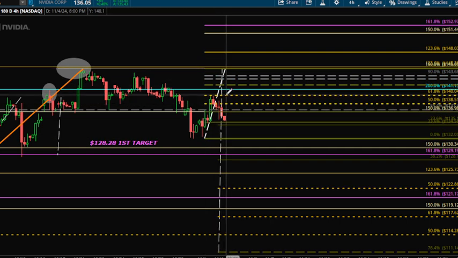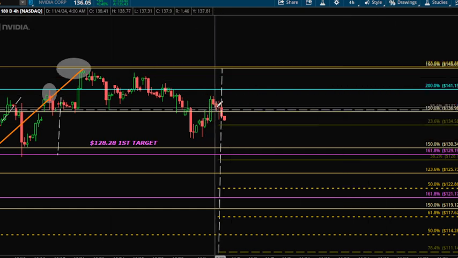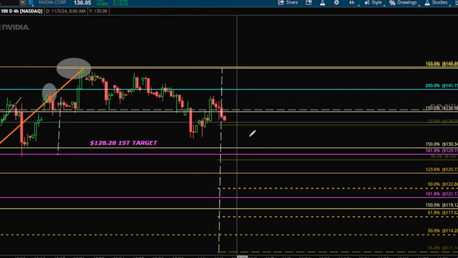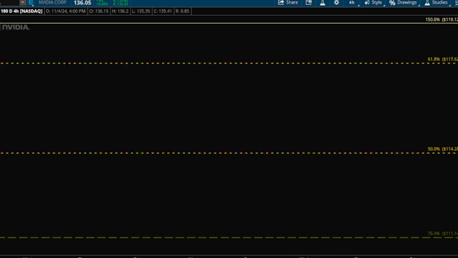61.8. Even better. Okay. So this should be a good push down, since it hit that 61.8. So we should see like a 5-wave structure. C waves move a lot like an impulse. So, oh man.